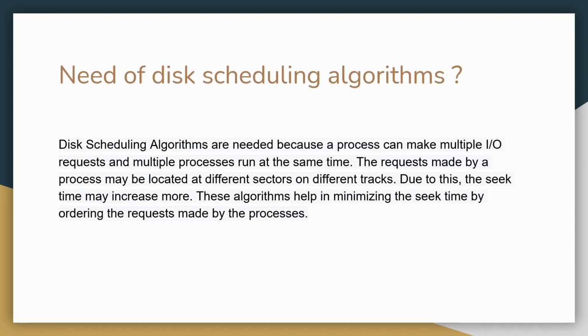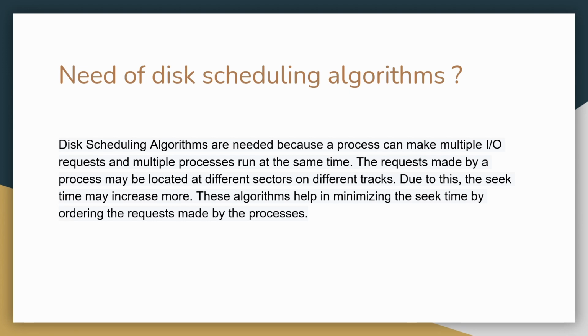So now first let's understand what is the need of disk scheduling algorithms. Disk scheduling algorithms are needed because a process can make multiple input-output requests and multiple processes run at the same time. The requests made by the process may be located at different sectors on different tracks. Due to this, the seek time may increase more. These algorithms help in minimizing the seek time by ordering the requests made by the processes.